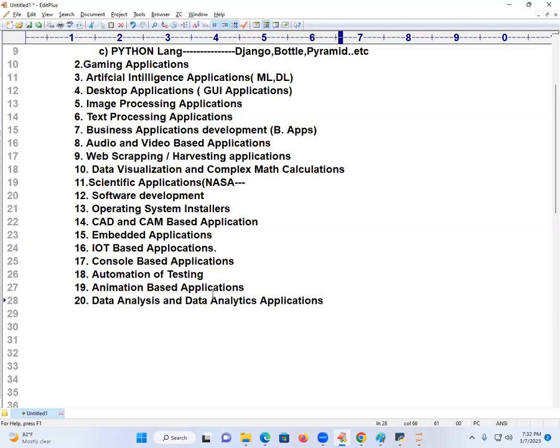Data analysis means what? Studying the past and suggesting how to improve the business. A college is running under losses, and that college owner contacted one analyzer. He studies the past and he will say how to enter into the growing stage.